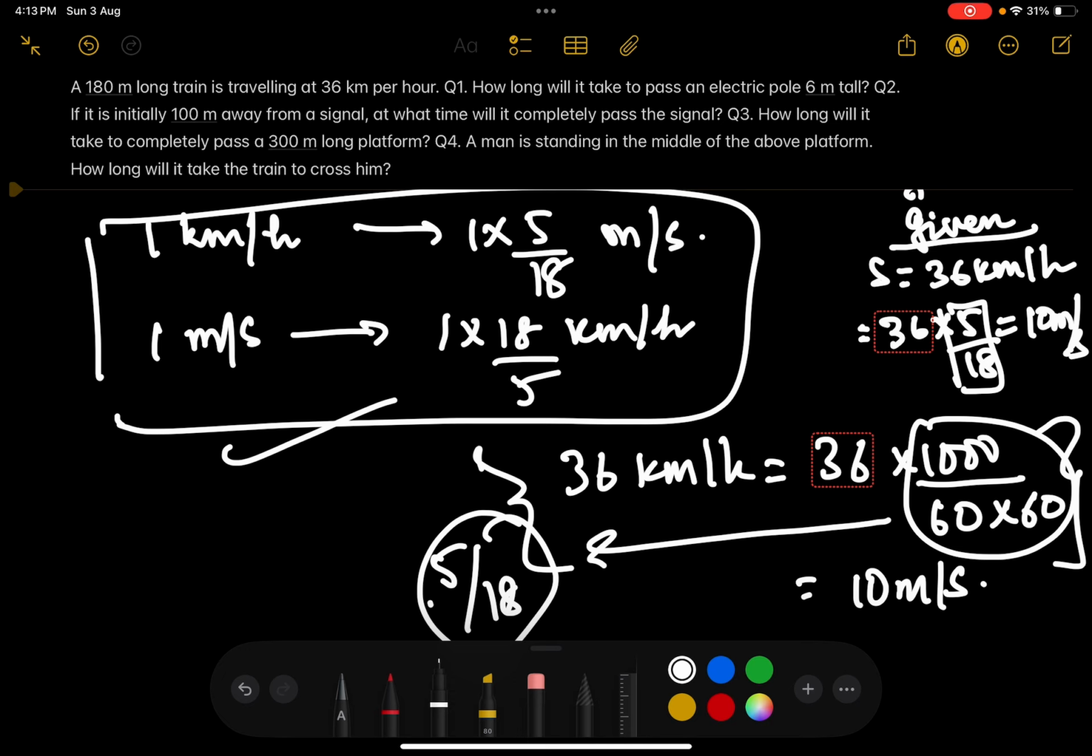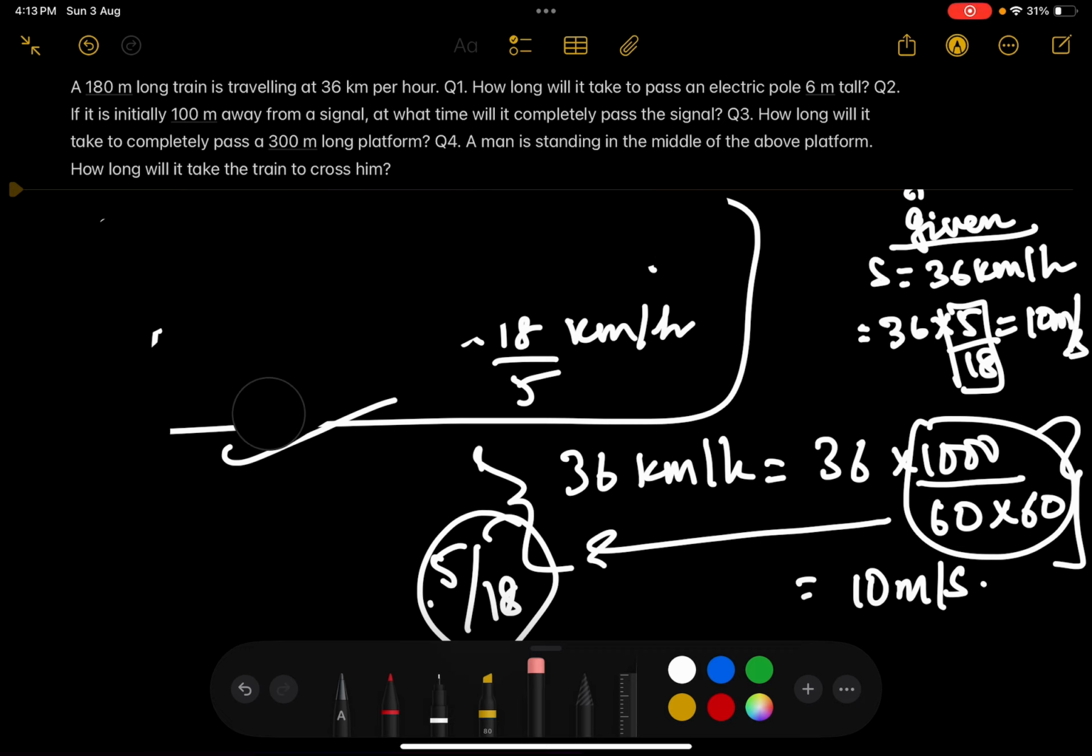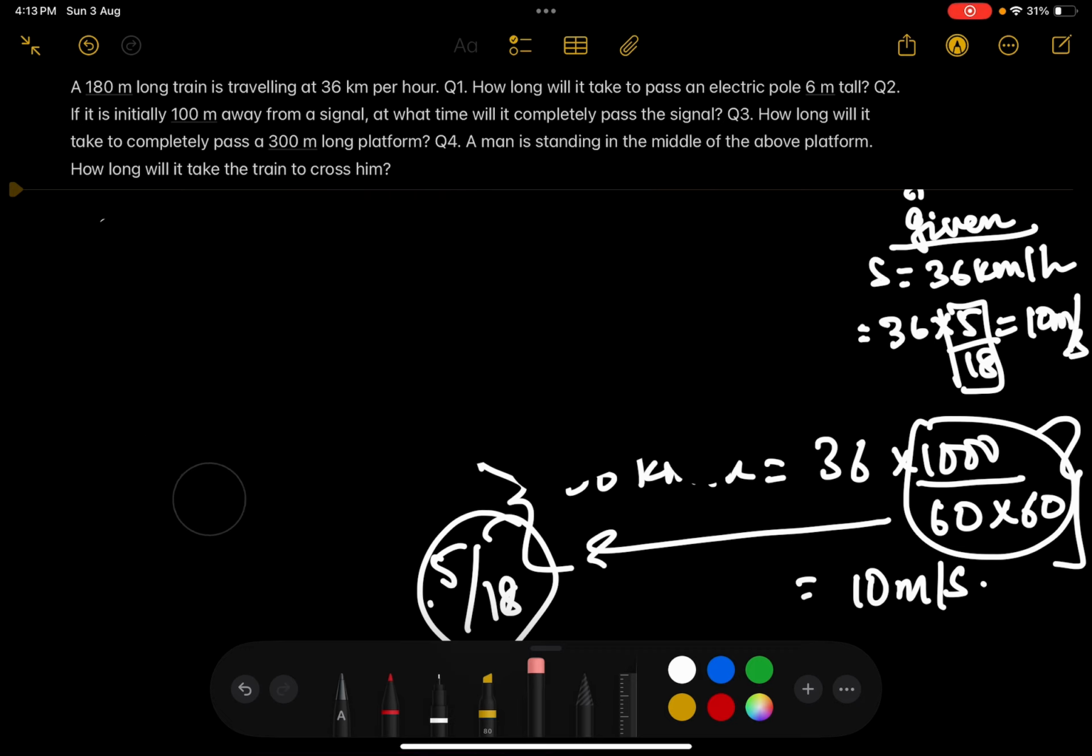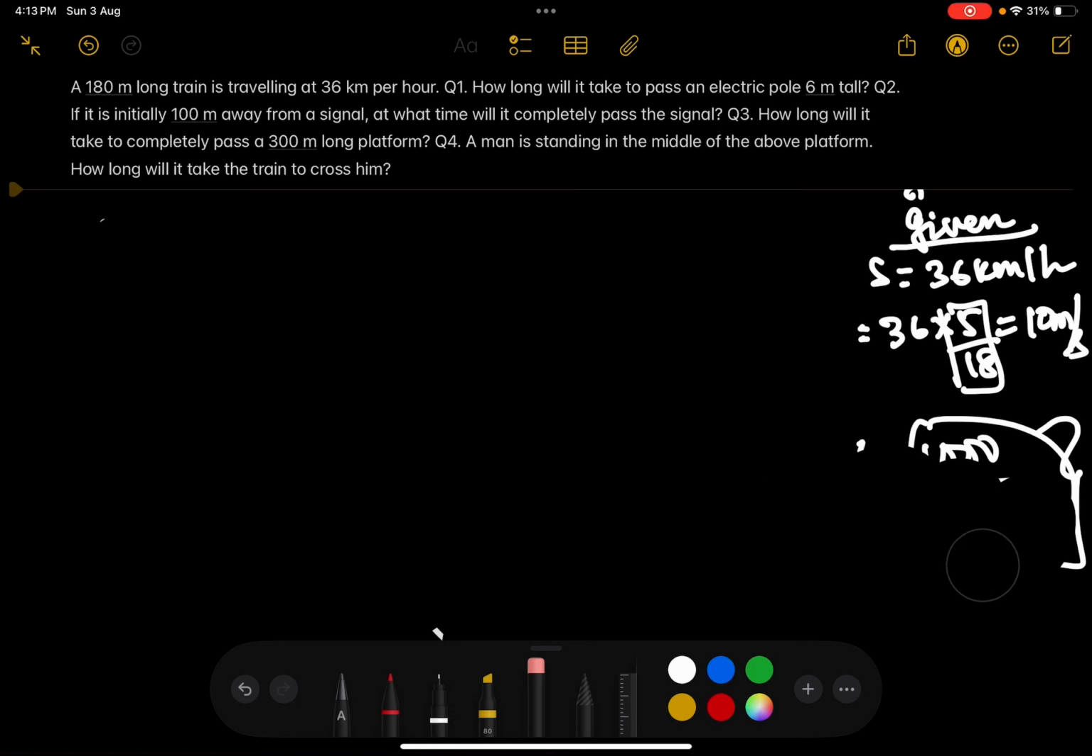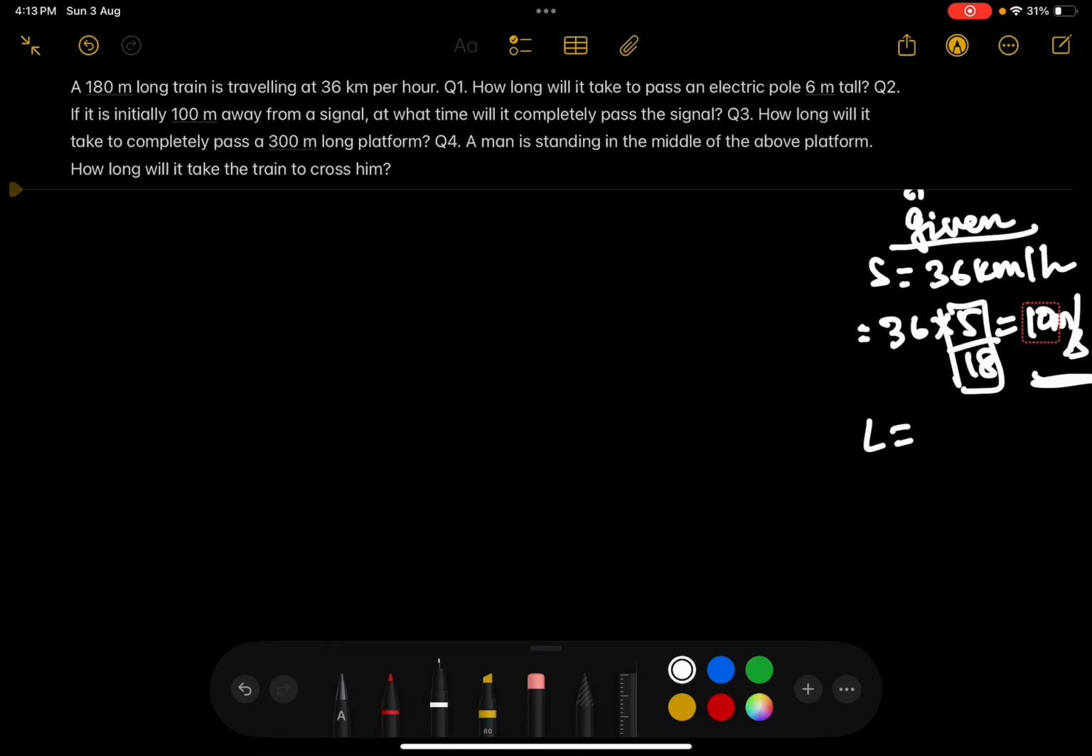So this is the given information, so I'll just remove these things as it's just a concept to remember. Now we have gotten 10 meters per second as the speed, and the length of the train is nothing but 180 meters. We can also consider this as the distance traveled, but let's see how the question goes.